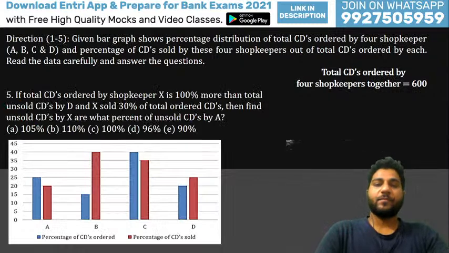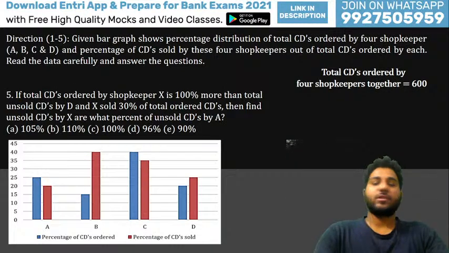Okay. Now the next question. It's the last question of the DI and it's also easy. So remember, four questions from a particular DI will be easy while one question will be tougher.